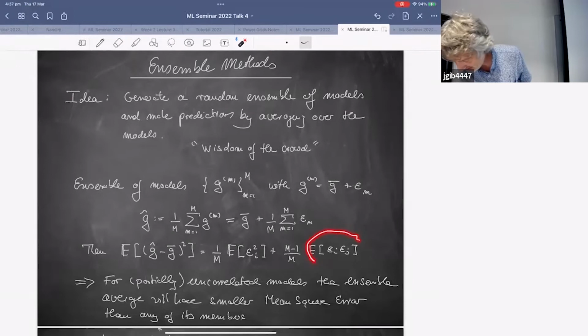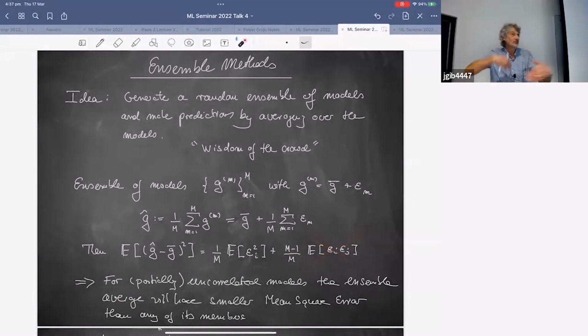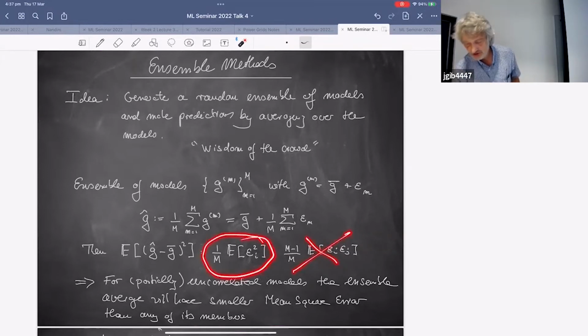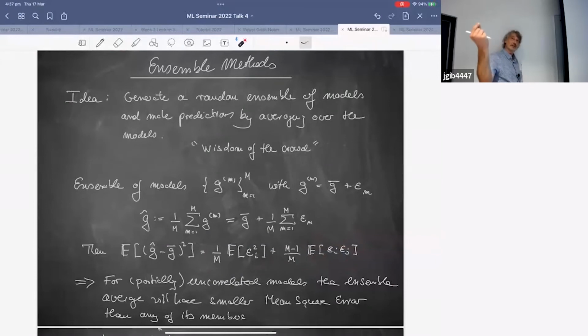However, if they're all uncorrelated, that's the other extreme. So if this one is 0 here, each model gives you completely independent, uncorrelated results, then you reduce the variance of each model, which is this expectation value of epsilon squared, by 1 on m. So if you have a large ensemble, you can reduce that variance. So if you have a high variance model, you can reduce it by averaging.